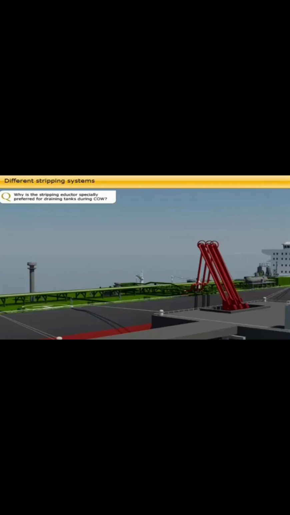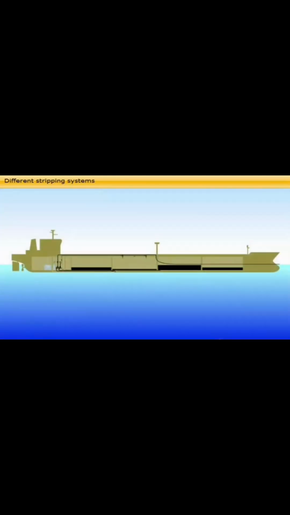The stripping eductor. Why is the stripping eductor specially preferred for draining tanks during crude oil washing? During crude oil washing, the washing fluid is discharged to shore with the bulk cargo.